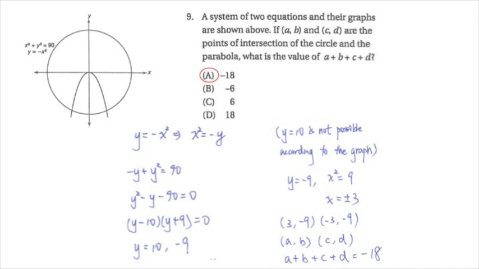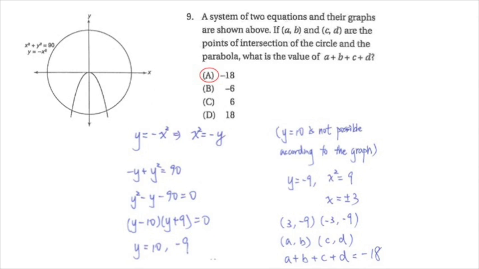So y equals negative x squared, then we can change it to x squared equals negative y and substitute x squared as negative y into the circle. So we have negative y plus y squared equals 90, and we have y squared minus y minus 90 equals 0, (y minus 10)(y plus 9) equals 0, y equals 10 and negative 9.